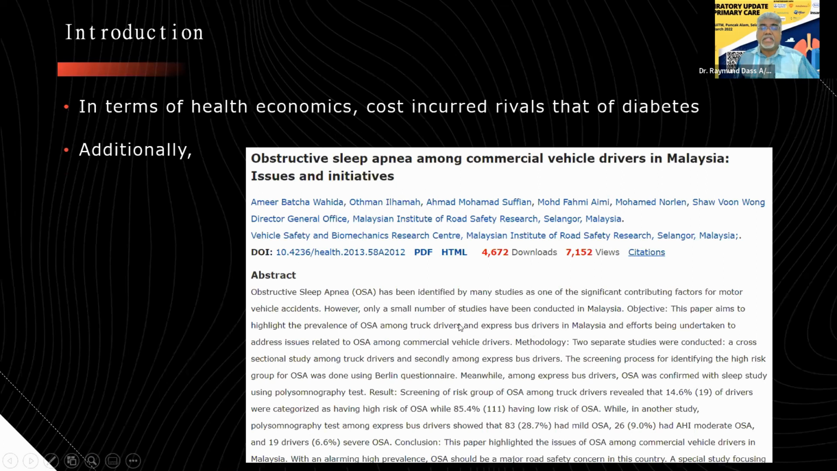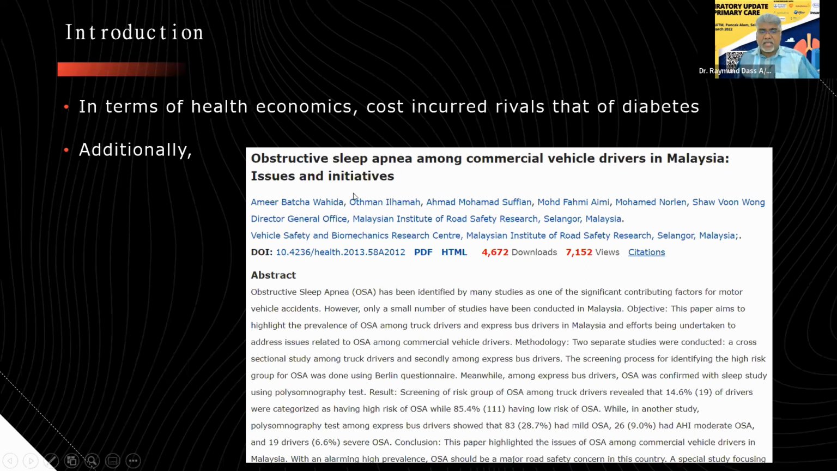In terms of health economics, we have some data from Malaysia. So this was in 2009. What they noticed is that the cost incurred for an OSA patient is similar to that of diabetes patients, right? So you must understand that for diabetic patients along the way, there's a lot of cost incurred in treating them because of the complications and all that later on. So the cost, if you calculate on the long term, it is similar. So that's very scary, isn't it?